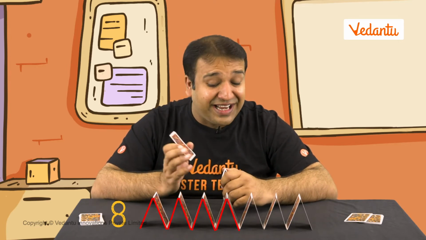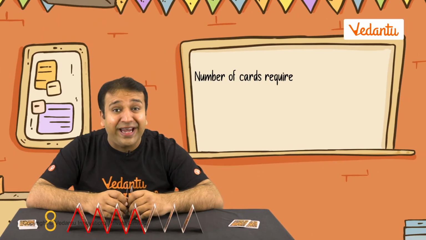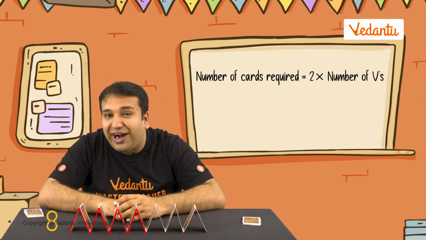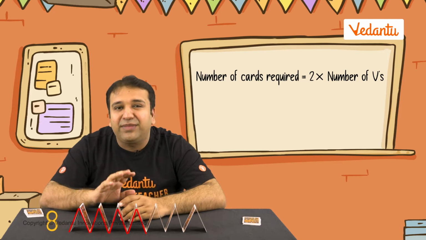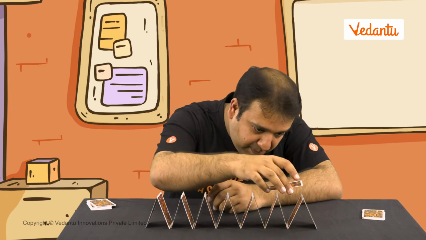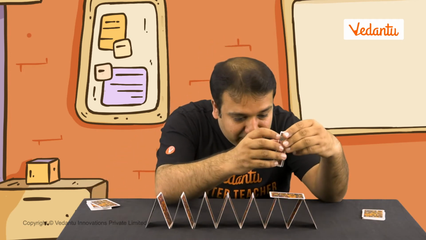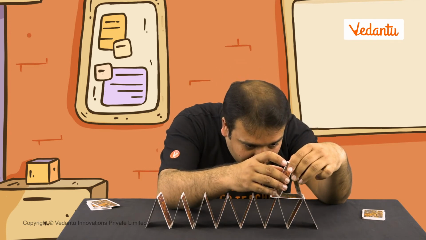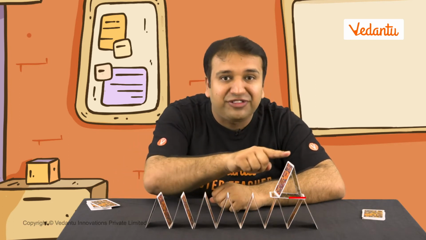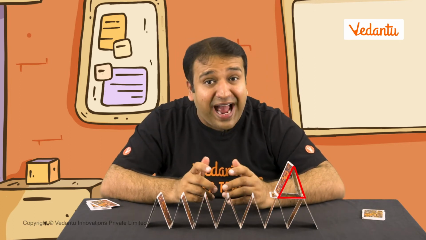Can you see this is a repetitive pattern? So, for any number of V's, we need double the cards. For the first row, we need 2 cards for each V. Let's keep this aside for a while and move to the next row. As we move up to the second row, we see that instead of V's, we form triangles. And for that, we need 3 cards each.